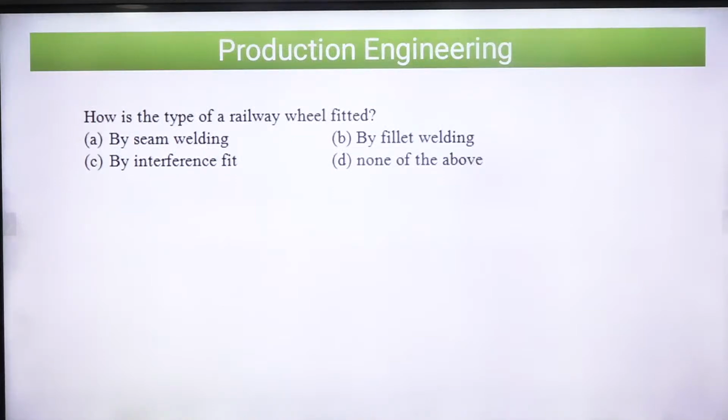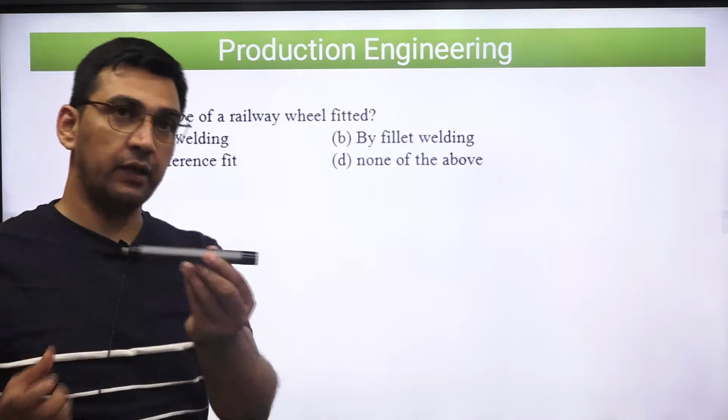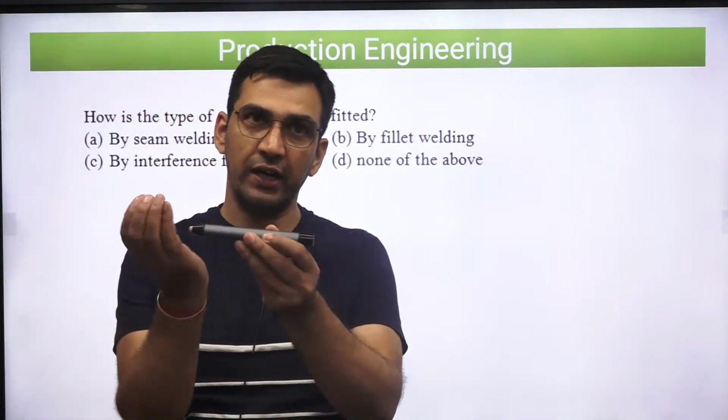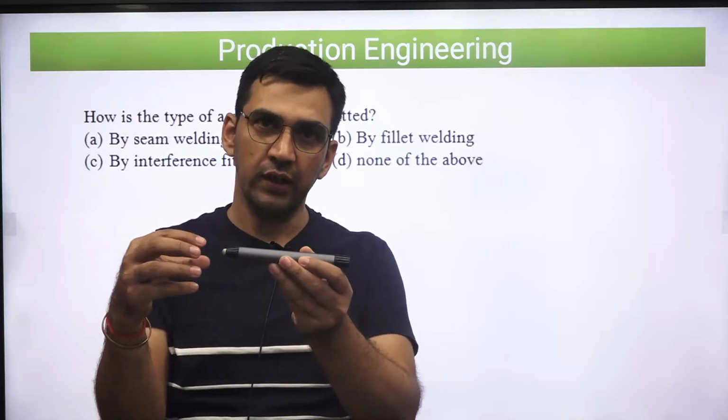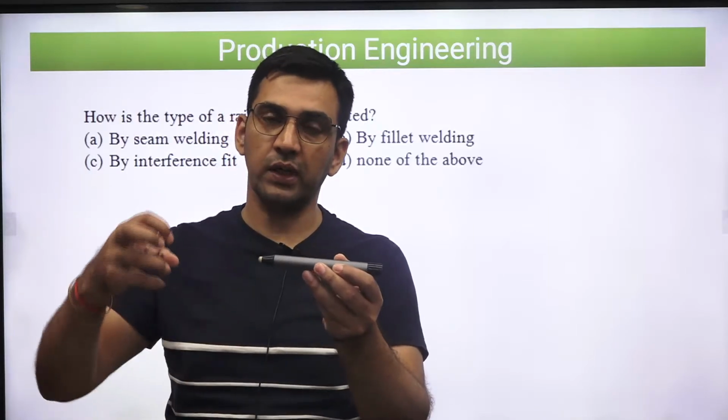How is the type of railway wheel fitted? Basically, the question is how a particular railway wheel is fitted. How is it fitted? On what? On the axle. On the railway axle, you have fitted wheels on both sides. So how is it fitted? Do you weld it or clamp it?